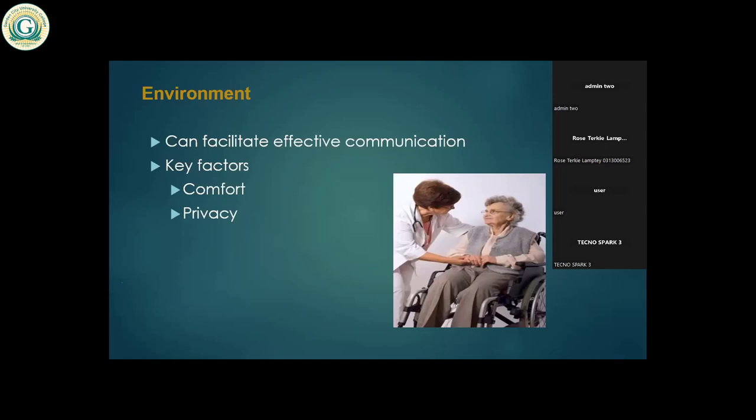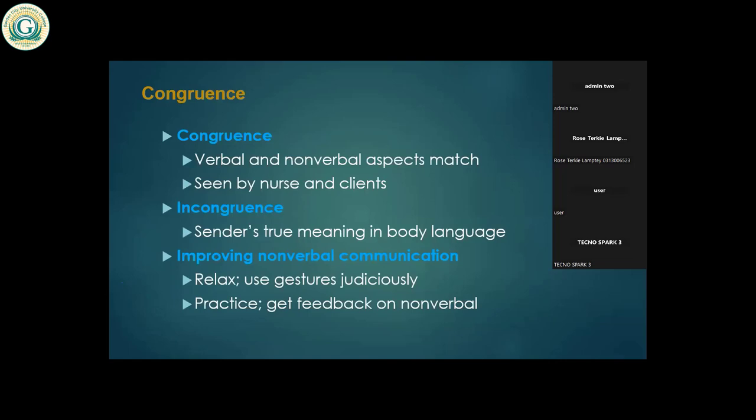Congruence is also a key factor influencing the communication process. In congruent communication, the verbal and non-verbal aspects of the message have to match. So when you are talking, when you raise your hand, when you do this, it has to match. It shouldn't be different from one another. Clients trust the nurse more when they perceive the communication as congruent, when the verbal and non-verbal aspects match. And incongruence is the sender's true meaning shown in body language. As I said, it must match.